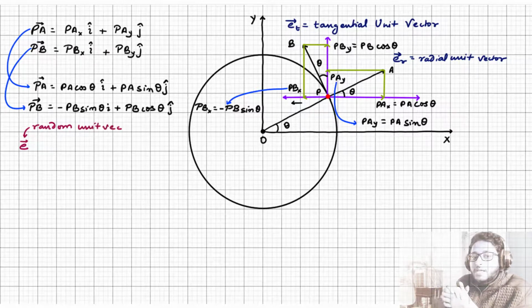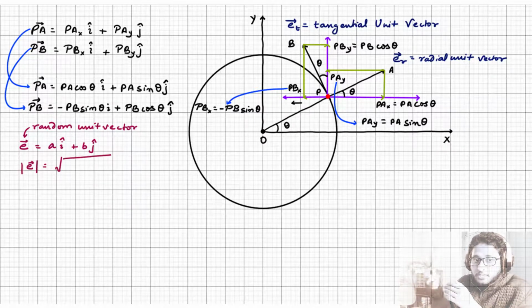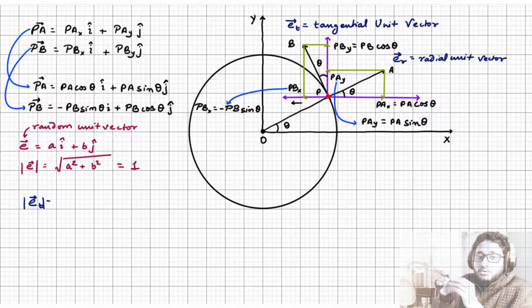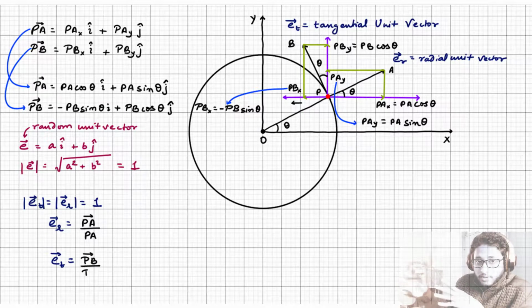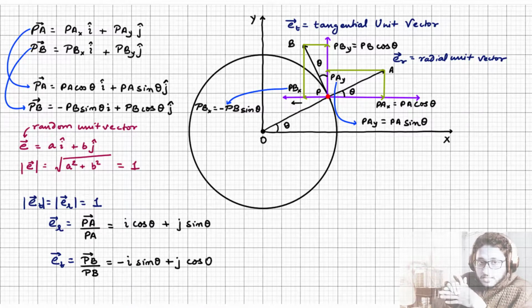Now we will have to understand what a unit vector is. A unit vector is basically a vector which has a magnitude of 1, which means that it is only showing the direction of a vector. So we will simply divide the vector by its magnitude to get the unit vector. So the unit vector of PA, e_r, will be i cos theta plus j sin theta, whereas the unit vector e_t along the tangent will be minus i sin theta plus j cos theta.